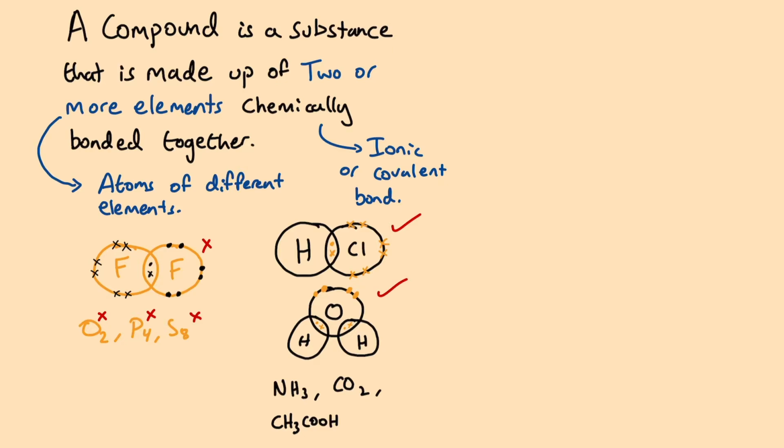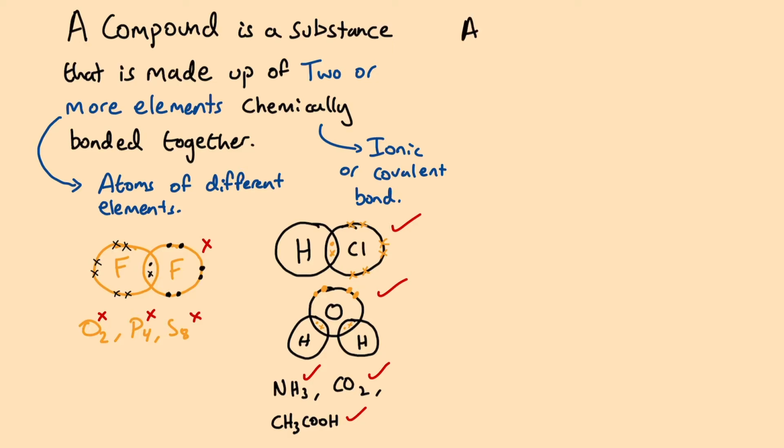And that's the same thing with ammonia, carbon dioxide, and organic compounds such as ethanoic acid. They're all made up of two or more elements, and therefore they can be considered compounds. And now you can see the difference between these examples on the right and the ones on the left. The ones on the left being made up of atoms that come from just a single element, while these ones are made up of atoms that come from different elements, and therefore they can be considered compounds.